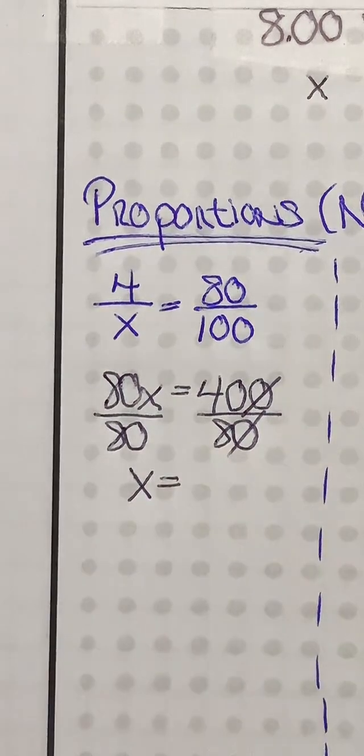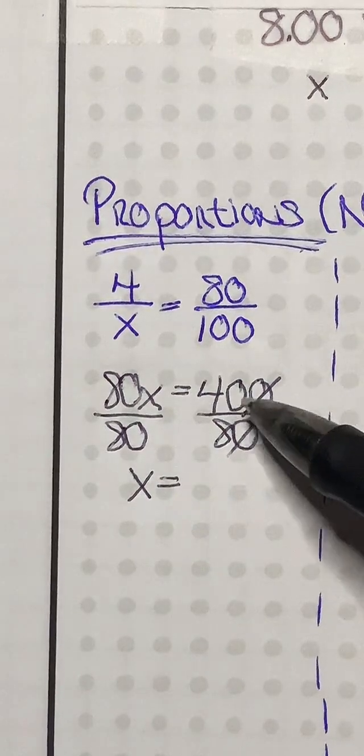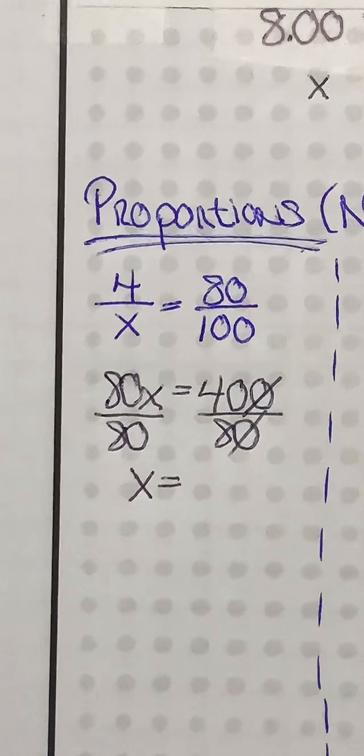Okay? So now you got your 40 divided by the 8, which will give me what?